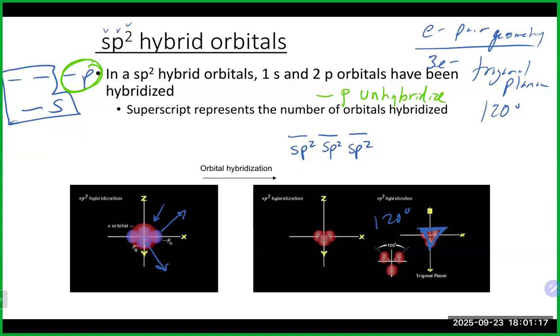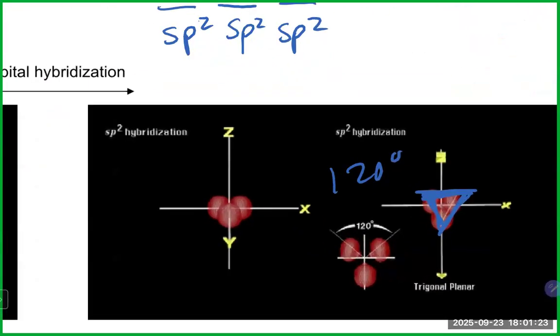So sp2 is basically trigonal planar. It'll end up 120 degrees. And again, it makes 3 equivalent hybrid orbitals, as you can see here, where it's kind of bigger with just a little node at the end of there. And that's our hybrid orbital happening in this particular case. There's 3 of them right there.